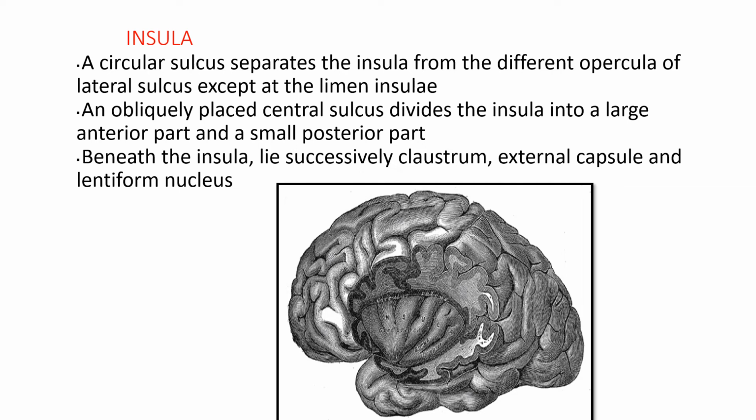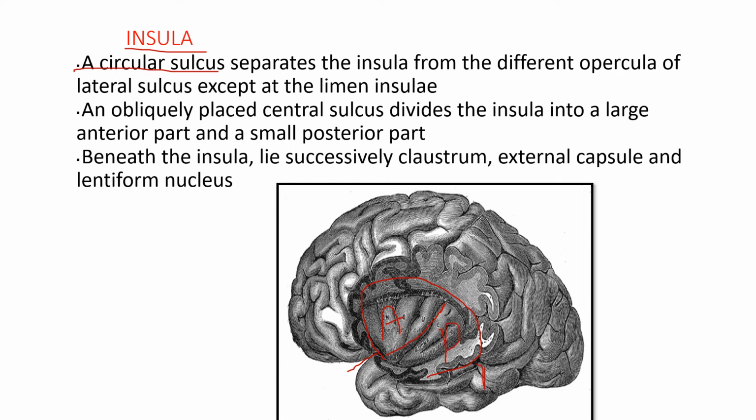Again we will continue with the insula. If it is asked as short notes, you should be able to write the shape, situation, then the apex we have learned. Now a circular sulcus separates the insula from the opercula of the lateral sulcus except at the limen insulae. The obliquely placed central sulcus divides this into a large anterior part and a small posterior part. So this is the small posterior part.